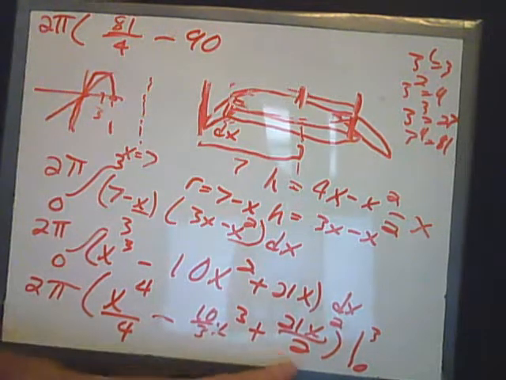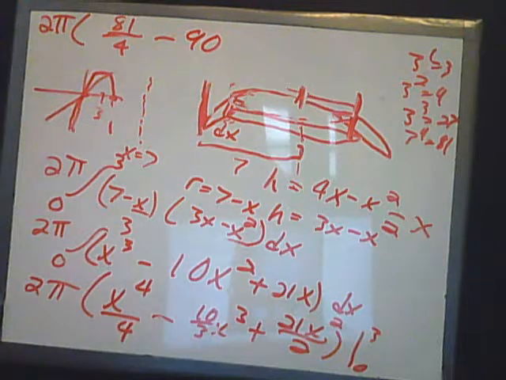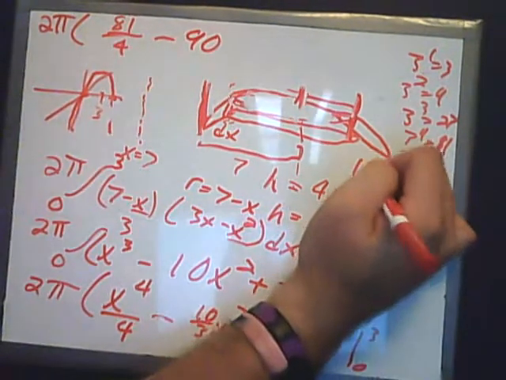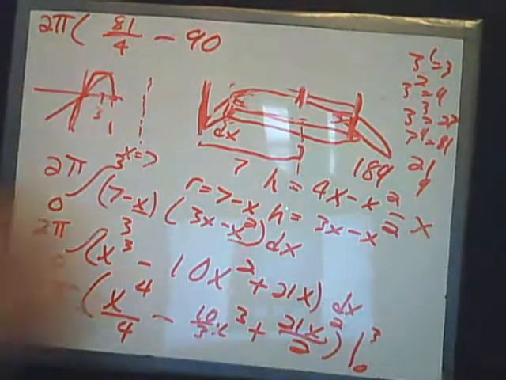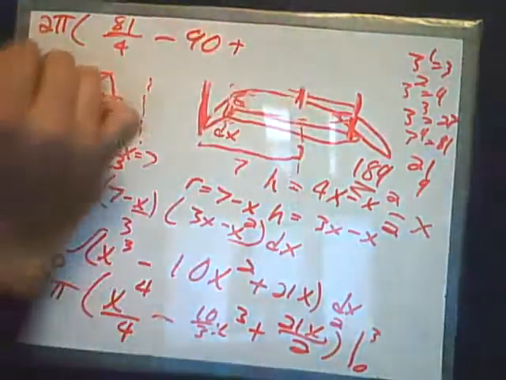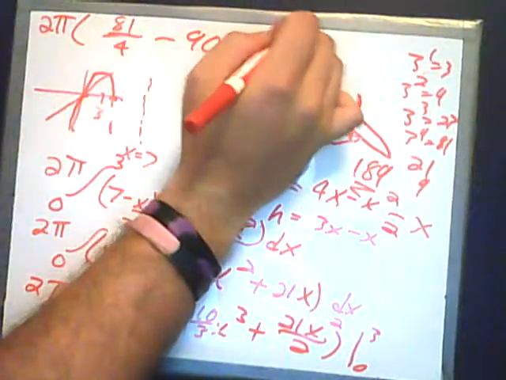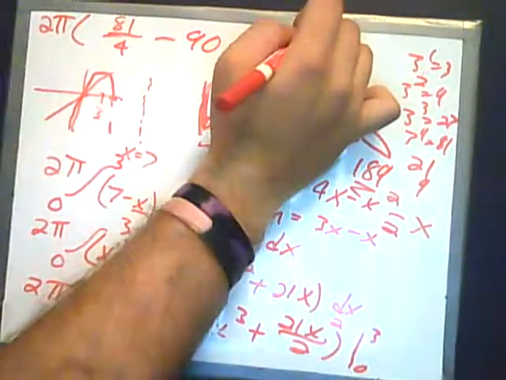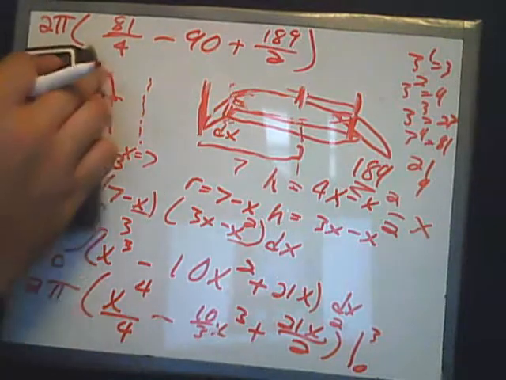Now we're going to add to that 3 squared, which is 9. If we multiply that by 21, we get 21 times 9, 189, not 191. Silly. So this ends up being plus 189, still over 2. Alright, so now I'm going to erase the picture.